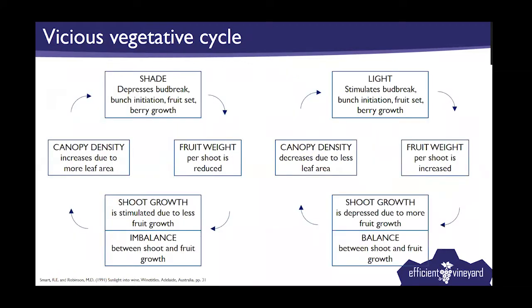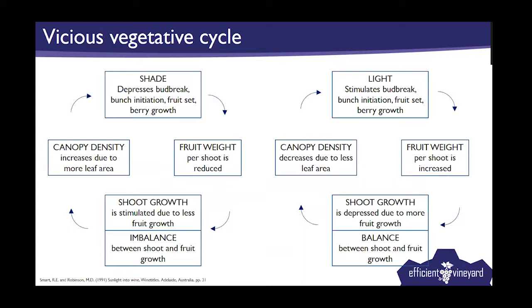So Nelson Shaulis sort of passed the torch. Richard Smart was one of his grad students, and he published a book called Sunlight into Wine. Short read, but really informative. So if you haven't turned that page, just stick that one on the back of your toilet for a while. In it, you will find these diagrams talking about what can happen when you get into that red portion on the diagram on the previous slide.